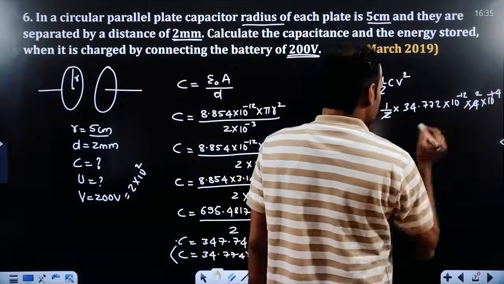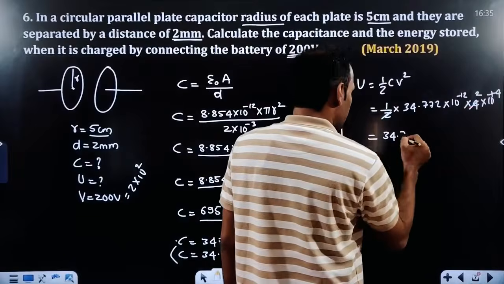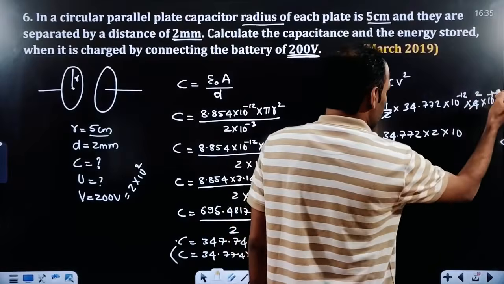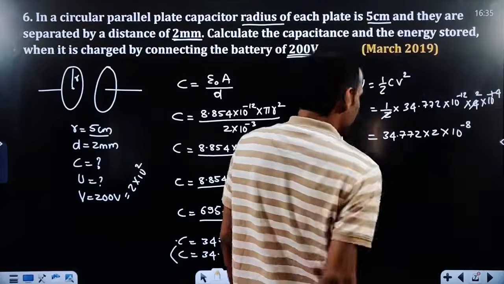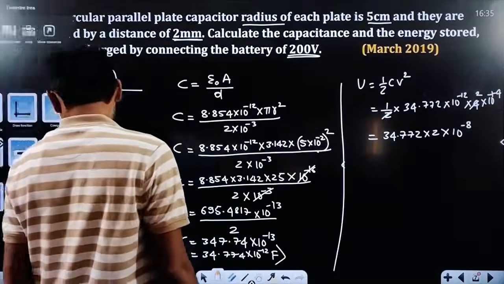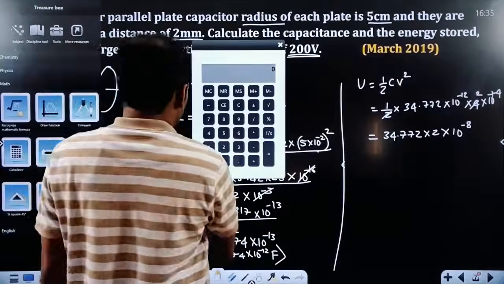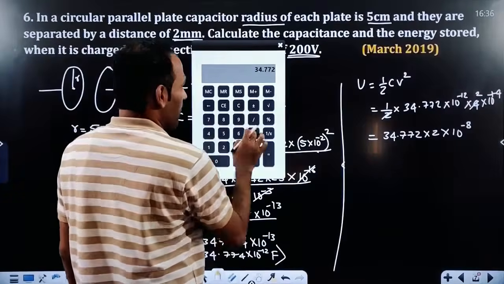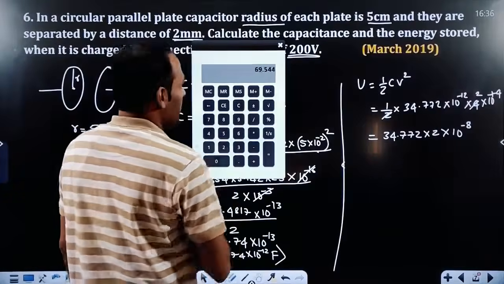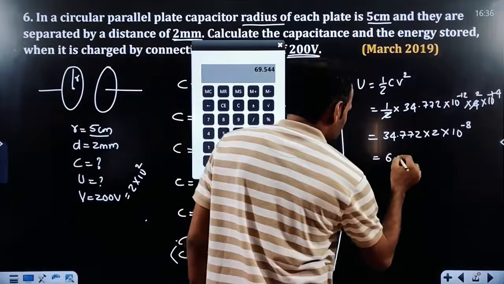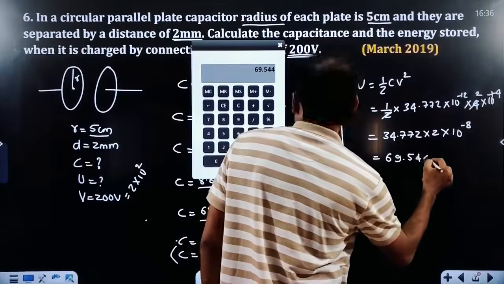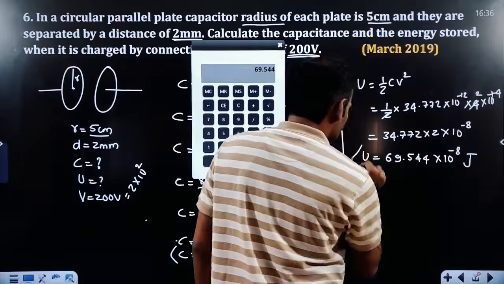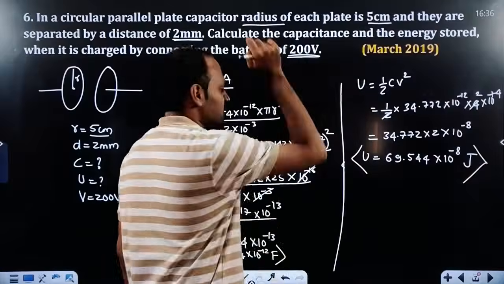The 2 ones are 2, so the 2s cancel. I will get 34.772 into 2 into 10 to the power minus 12 plus 4, which is minus 8. Let us multiply this. 34.772 into 2 is 69.544 into 10 to the power minus 8 joule. This much will be the energy stored in this capacitor.